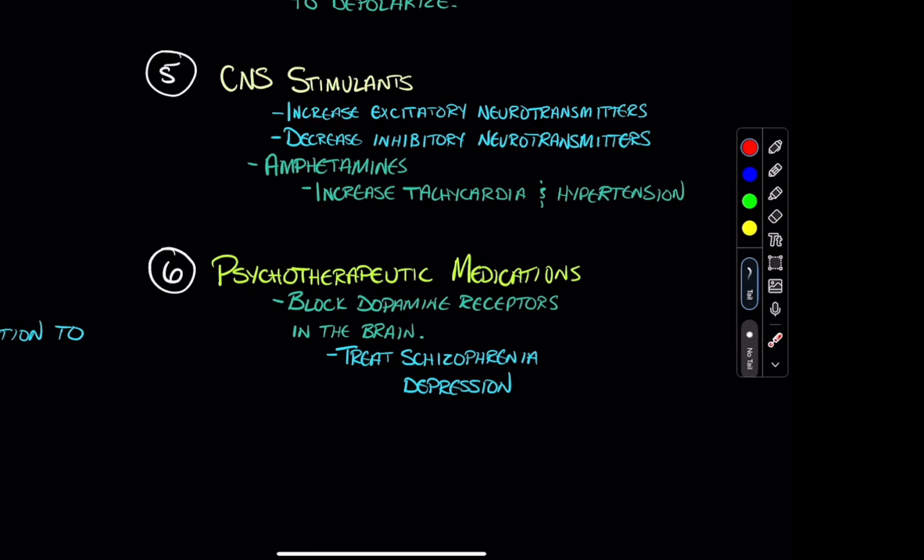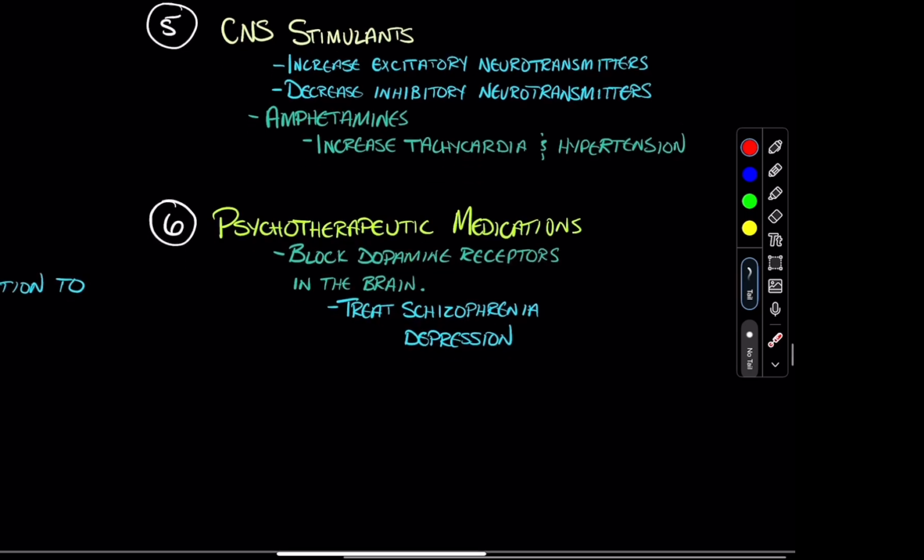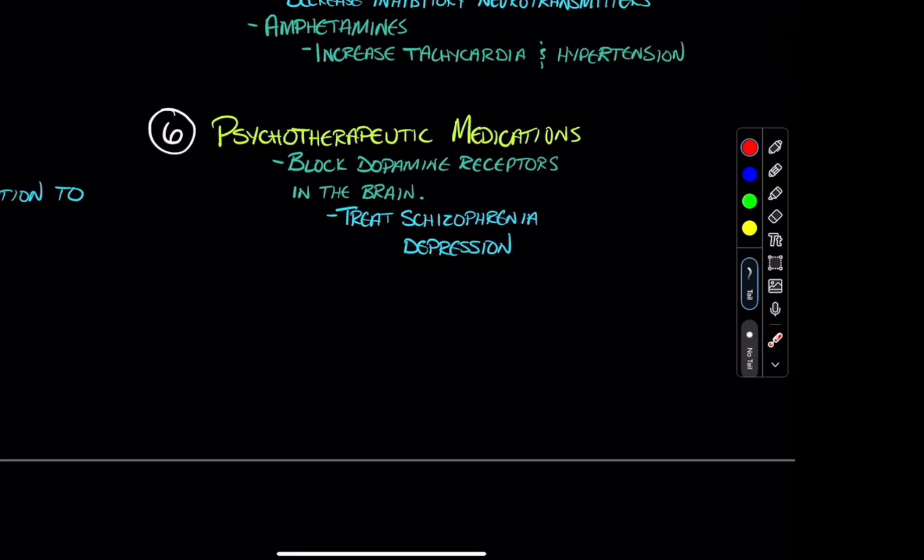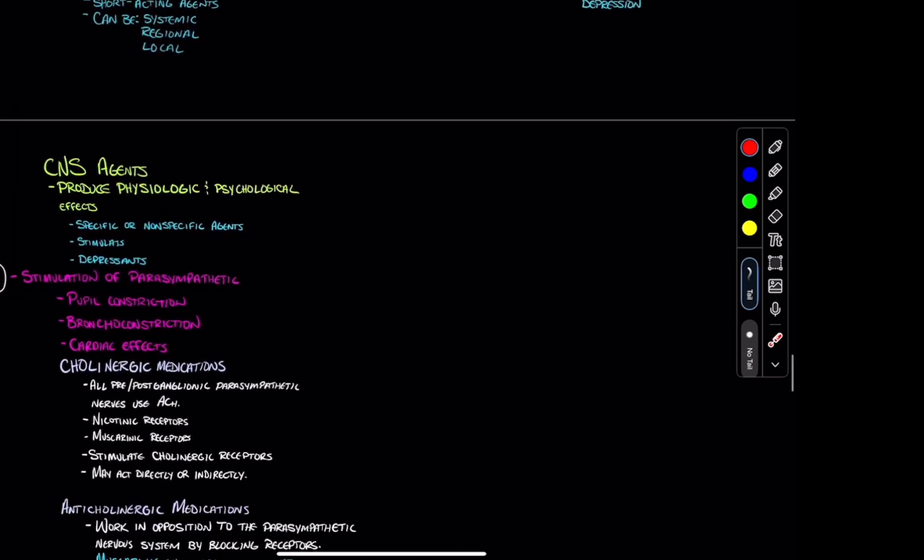Central nervous system stimulants increase the excitatory neurotransmitters and decrease inhibitory neurotransmitters. Things like amphetamines, Ritalin, and any other kind of ADD medication fit into that category. They have a tendency to cause tachycardia and hypertension as a side effect, due to their other effects on the central nervous system. Psychotherapeutic medications block dopamine receptors in the brain. These are used to treat schizophrenia and depression.